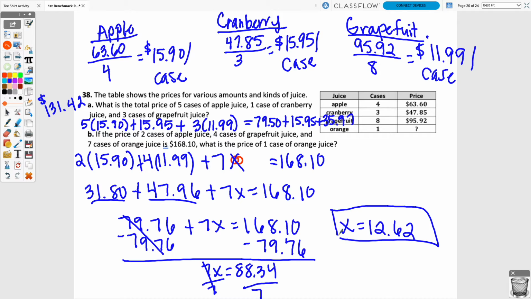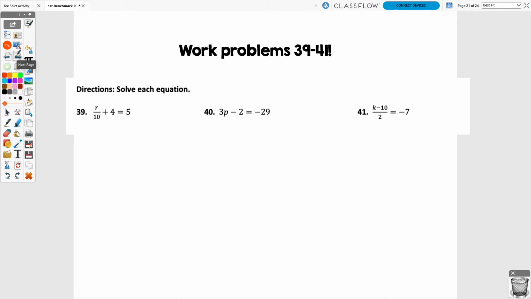Alright, so lots of steps on those, but pretty much once we knew how to set it up, we know how to do the math from there. So does everyone understand how we got this equation right here? Okay, so if you understand that part, the rest of it is just a matter of doing the math and following the steps. Okay, let's go to that next section, problems 39 through 41, we're gonna work those first three equations. So I'm gonna do 4 minutes on the timer again for these three. Remember, you can use your group members and you can use your whiteboard.